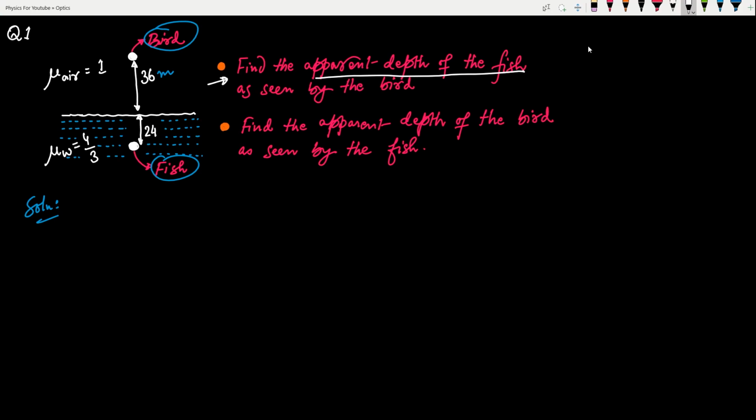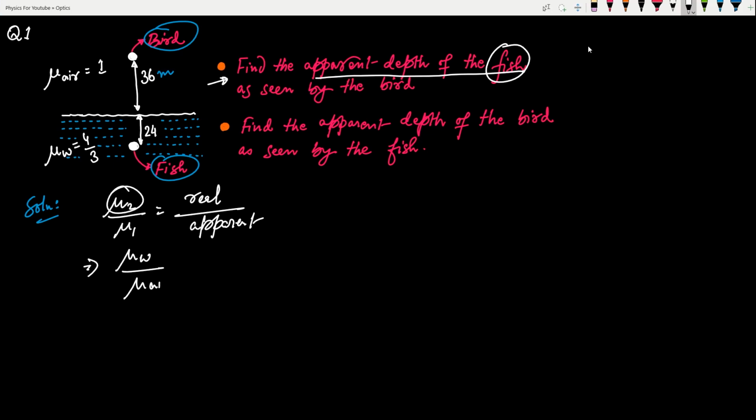Very important. So the refractive index, which one should be taken as the second medium? I told you that we need to check which object's apparent depth we need to find out. Here the apparent depth of the fish we need to find out. So the medium in which the fish is should be taken as the second medium. Very easy: since the fish is in water, mu2 by mu1 is real depth by apparent depth. This is the concept that we have learned, isn't it? Since we need to find the apparent depth of the fish, we take the medium of the fish as the second medium. Therefore mu2 will be mu of water and mu1 will be mu of air.